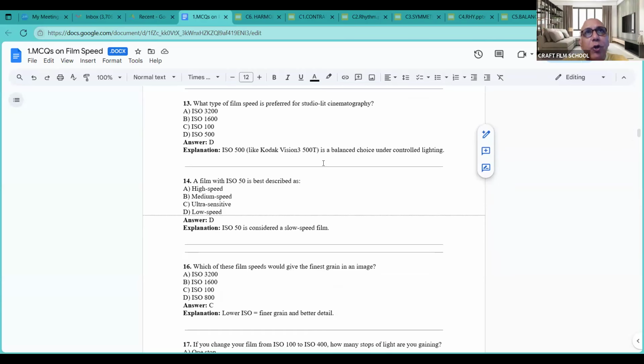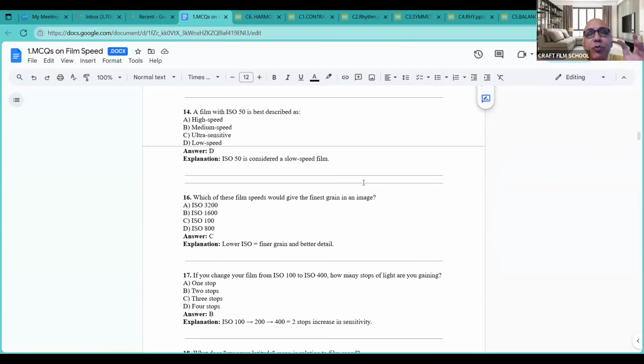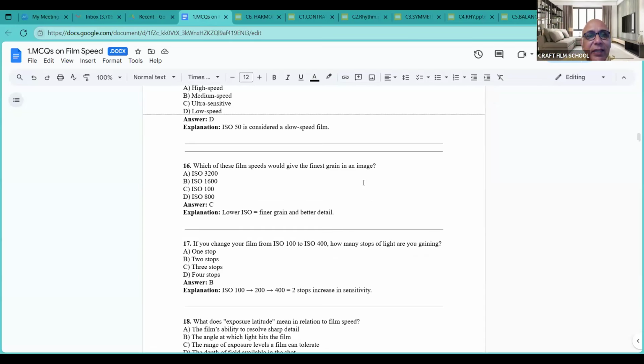So Vision is a kind of a stock Kodak introduced. This is a very interesting question. A film with ISO 50 is best described as high speed, no. Medium speed, no. Ultra sensitive, no. Slow speed. So these are the various terms people have used to confuse you. Sometimes people get confused, so you have to read the question very carefully and then answer. The trick lies in the question. Even if you have a very wonderful knowledge about the film speed and other things, you have to read the question carefully. Read it twice, understand it, and then do it.